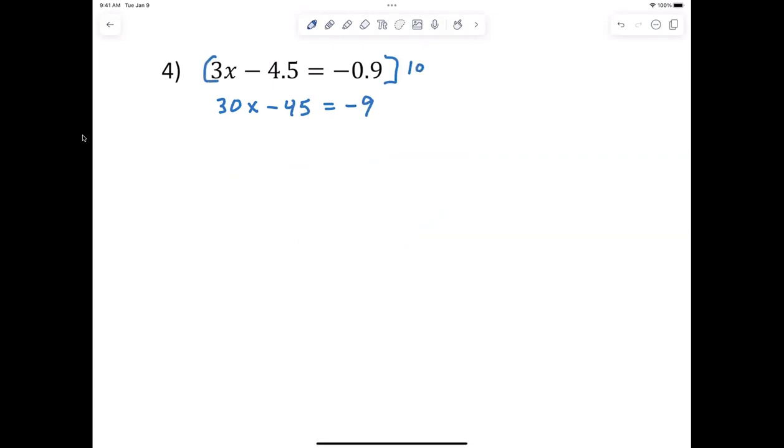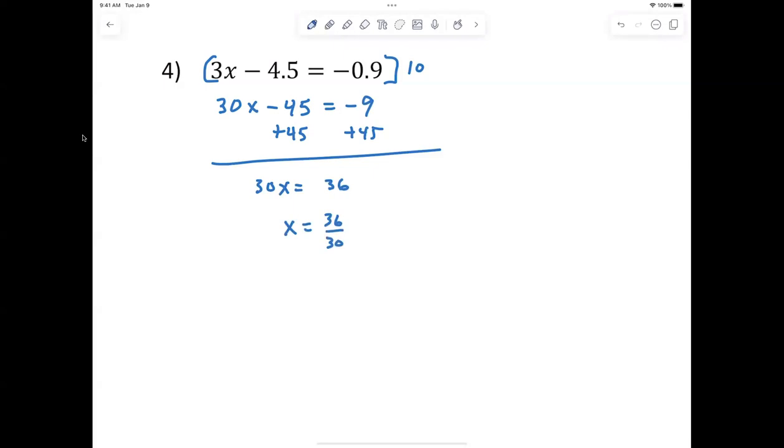Now we add 45. So 30x is equal to 36. Agreed? And now divide by 30. So x is equal to 36 over 30, but then we reduce that by 6. So 6 over 5. Any questions with that?